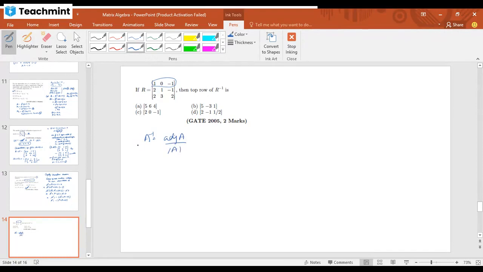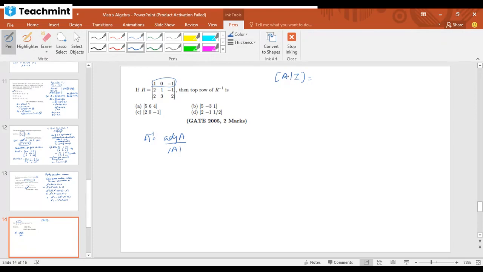Otherwise, there is another method to find the inverse of a matrix, the Gauss-Jordan method, where we can consider the augmented matrix [A | I], where on one side we consider matrix A and on the other side the identity matrix, and we try to reduce this matrix into I.